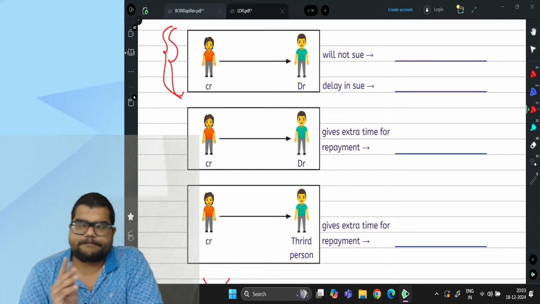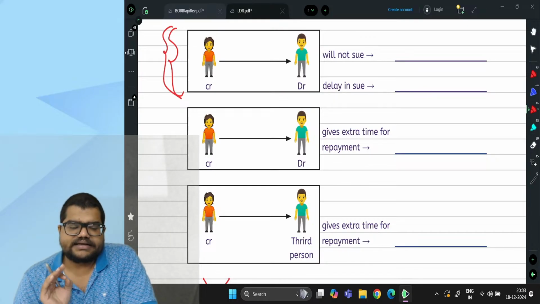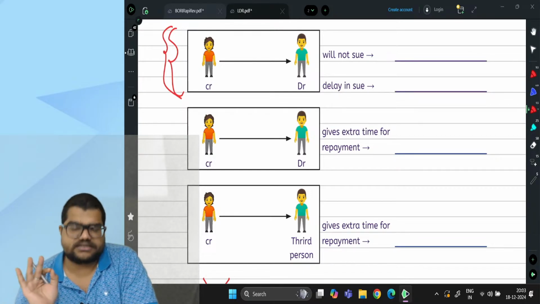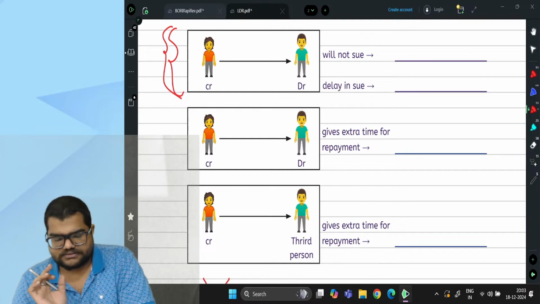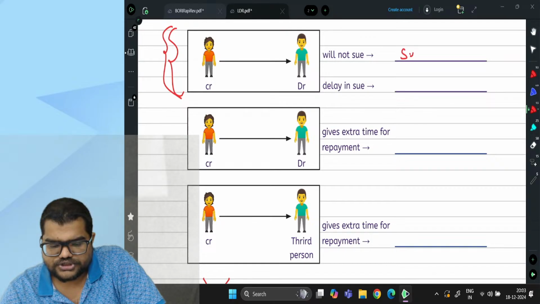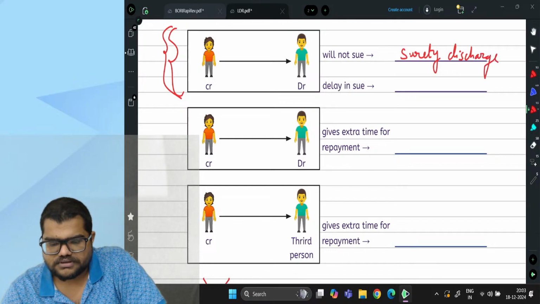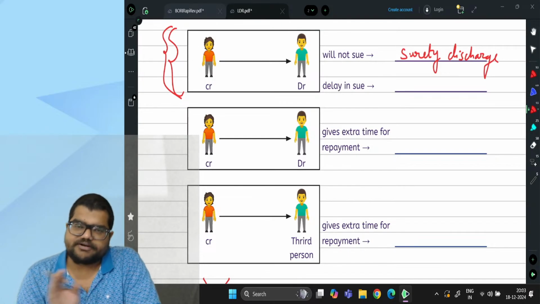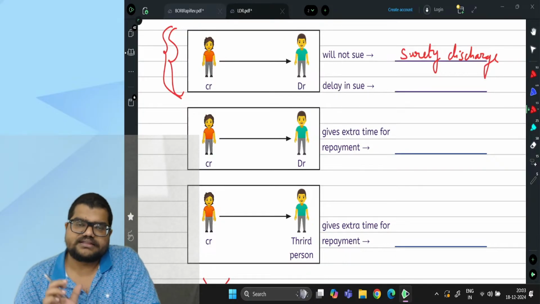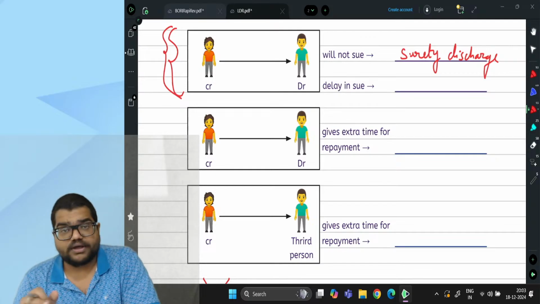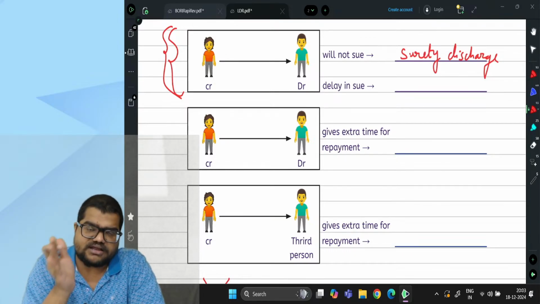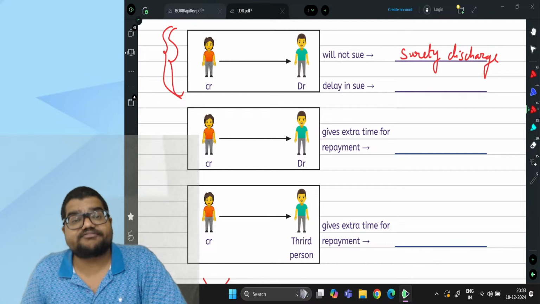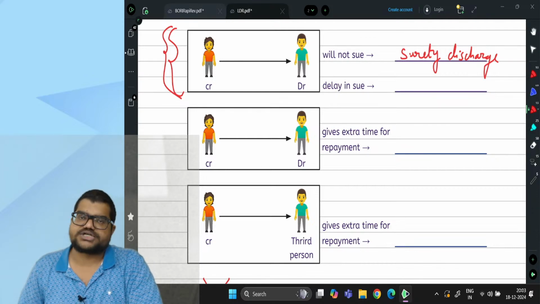If the creditor and debtor agree between themselves that the creditor will not sue the debtor, this is the agreement that both of them are entering into. In that case, the surety will be discharged. It is so obvious that the creditor and debtor are playing a game in such a way that only the surety will be held liable. Now this is outright wrong. The intentions are wrong, and hence the lawmaker says if we have such an understanding that the creditor will never sue the debtor, in that case the surety will be discharged.